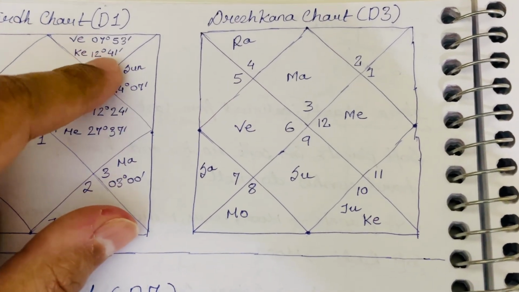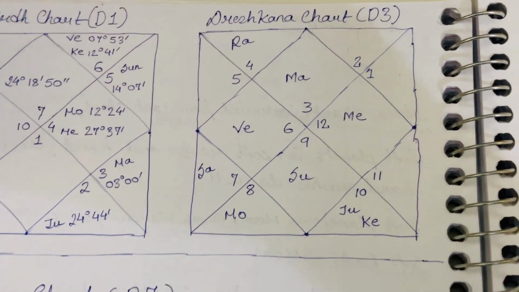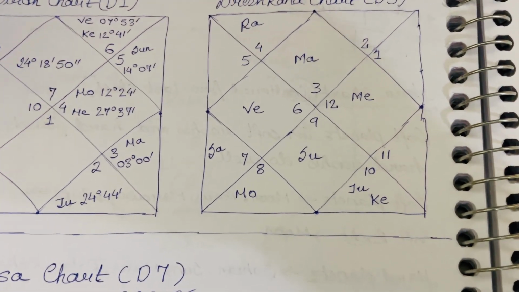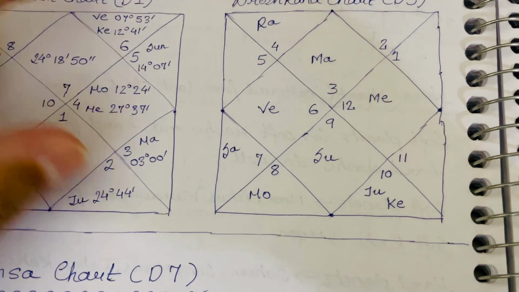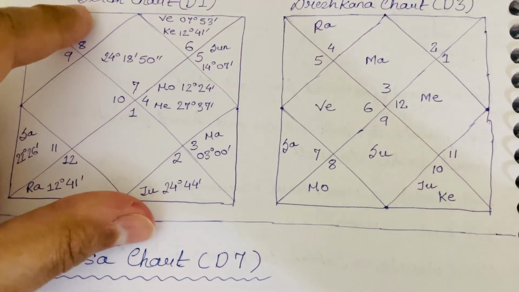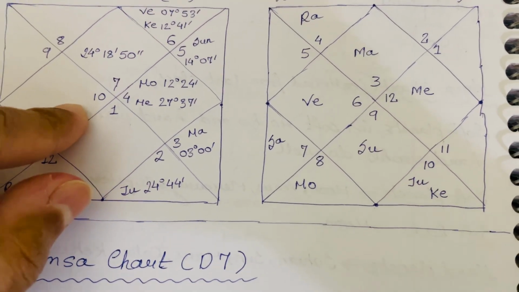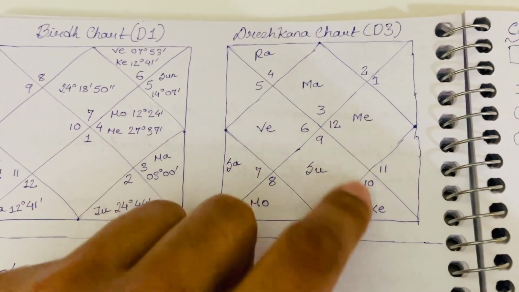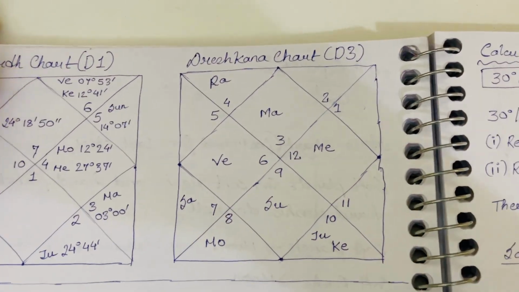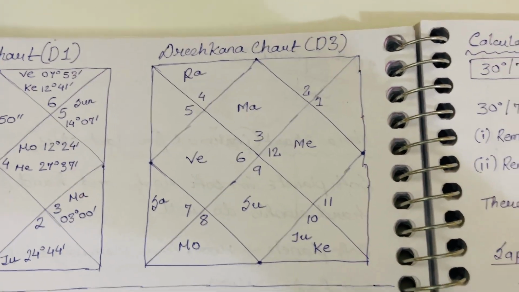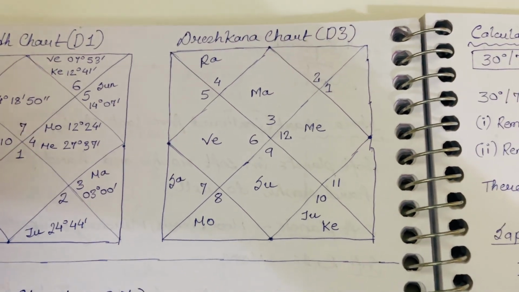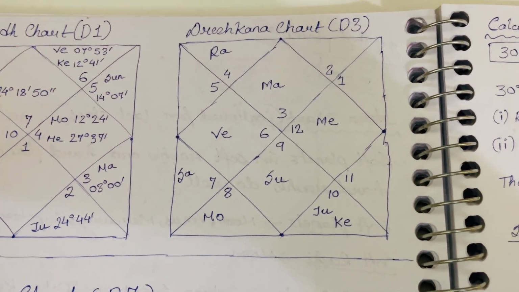Ketu is 12 degrees 41 minutes. So Ketu is falling in the second Drishkana, that is fifth from itself. So that means Ketu will go 1, 2, 3, 4, 5. Ketu will again come in the sign of Capricorn. That is 10. So we have successfully manually created our Drishkana D3 chart.